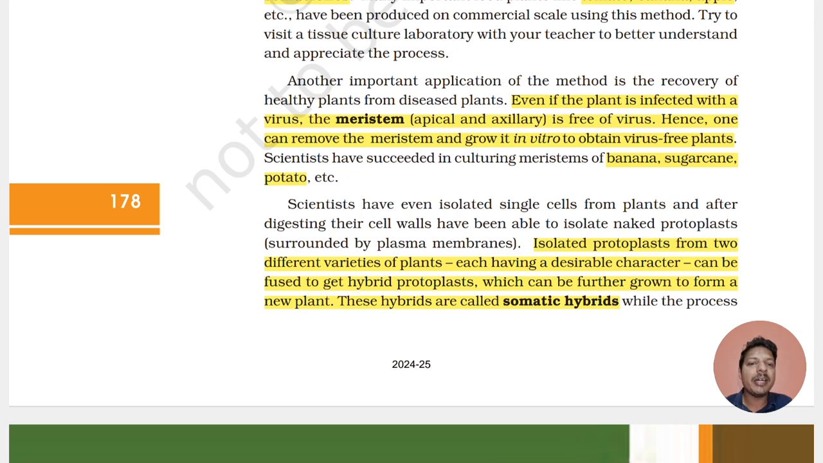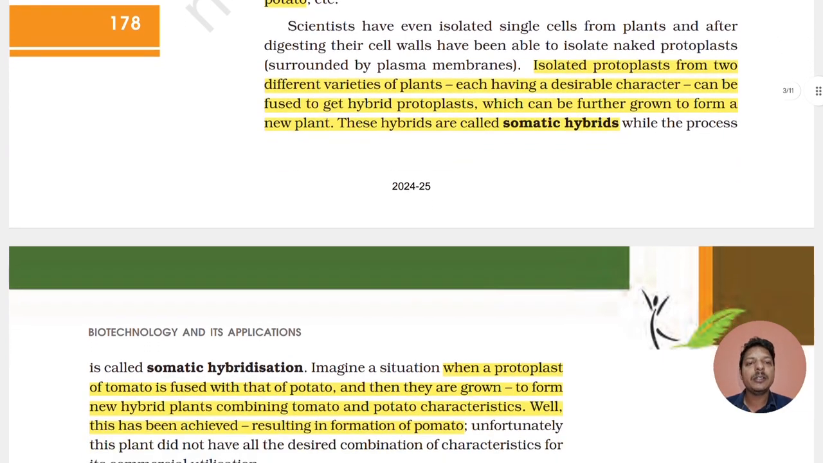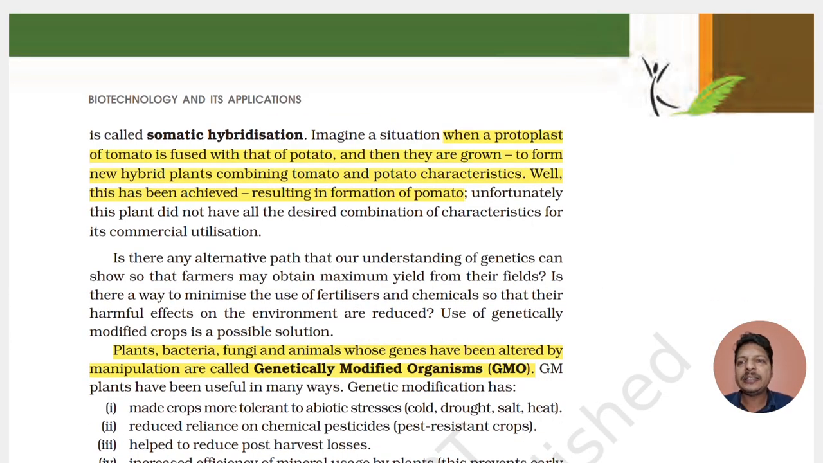Next, scientists have even isolated single cells from a plant, and after digesting their cell wall, have been able to isolate naked protoplast that is surrounded by plasma membrane. Isolated protoplasts from two different varieties of plant, each having a desired character, can be fused to get a hybrid protoplast, which can be further grown to form a new plant, and these hybrids are called somatic hybrids. This process is called somatic hybridization. When a protoplast of tomato is fused with that of potato, and then grown, it forms a new hybrid plant combining tomato and potato characteristics.